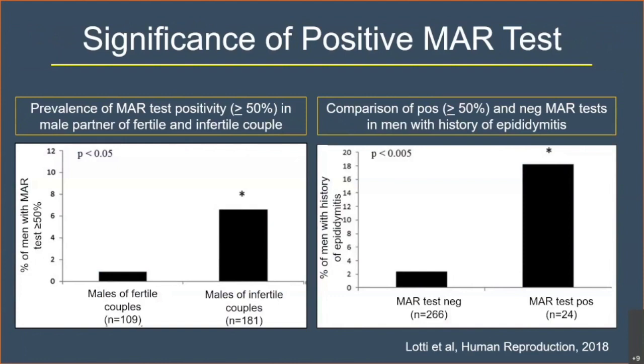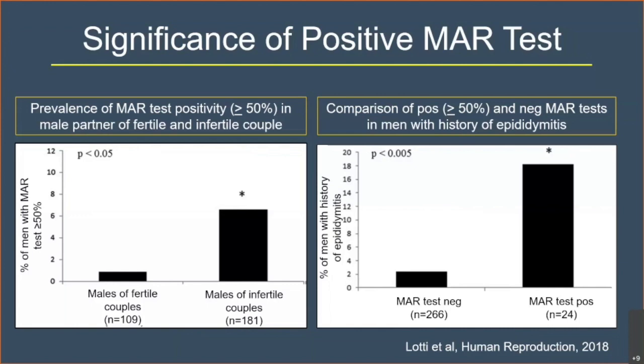So this is a recent study published in Human Reproduction, which examined the significance of positive MAR tests. On the first panel, the bar diagram shows percent of men with MAR test positivity. They took a cutoff of greater than 50%, and this was examined in males of fertile couples versus males of infertile couples. And you can appreciate that there was a significantly higher number of positivity in males of infertile couples.